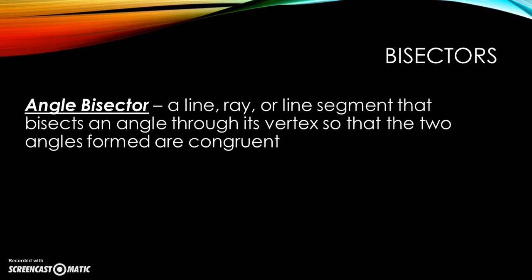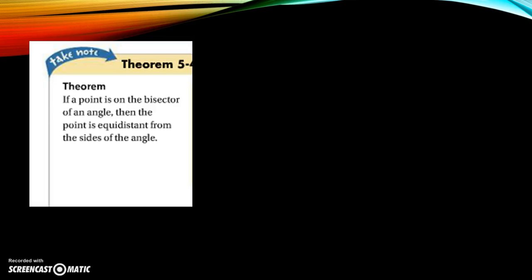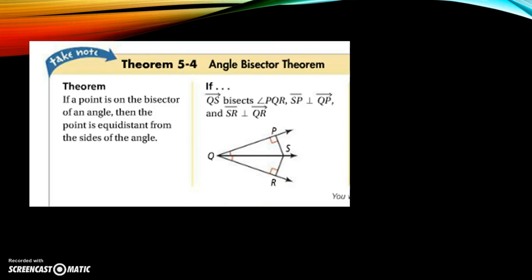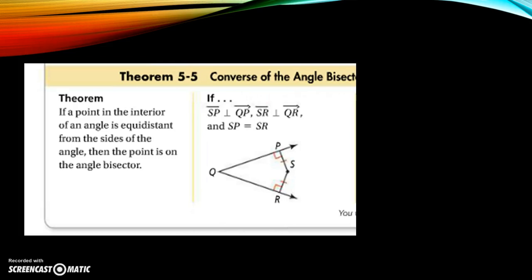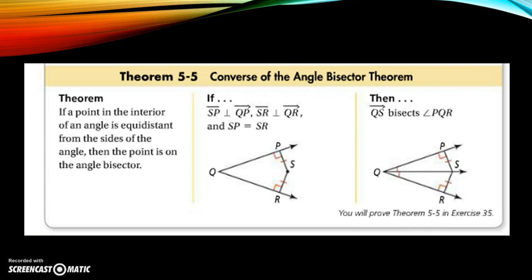Our next topic is an angle bisector. It's a line, ray, or line segment that bisects the angle, creating two congruent angles. The next theorem is: if a point is on the bisector of an angle, then the point is equidistant from the sides of the angle. You have to consider that it has to be the shortest path possible, which is a perpendicular line. So here, if we have an angle bisector and two lines that are perpendicular, then we know they're congruent. The converse is: if we know that they're congruent and perpendicular, then we can draw an angle bisector that goes through the last point there.